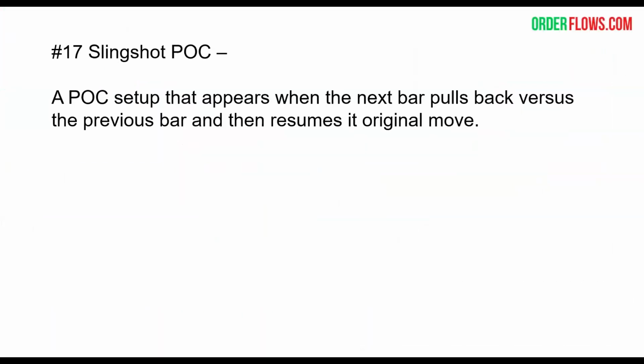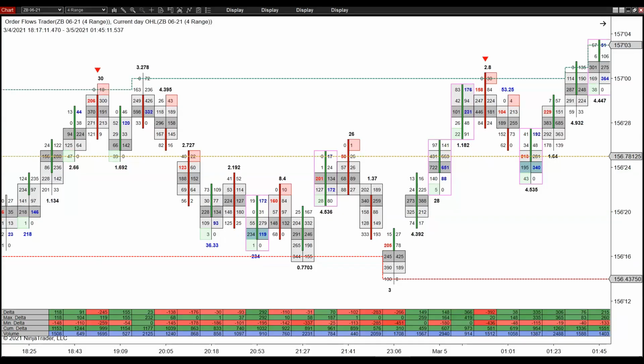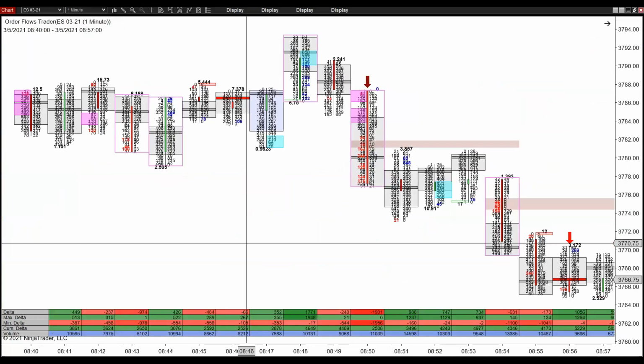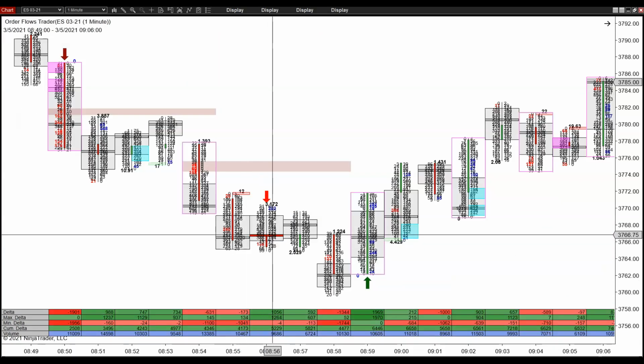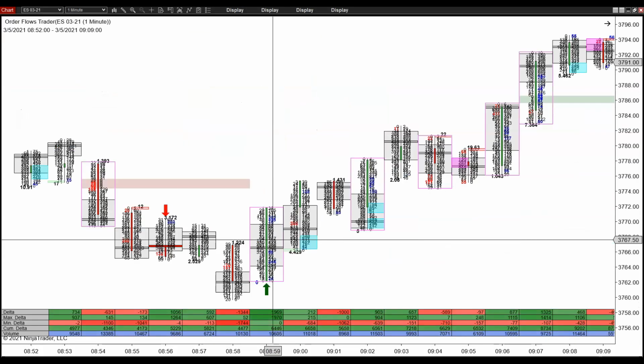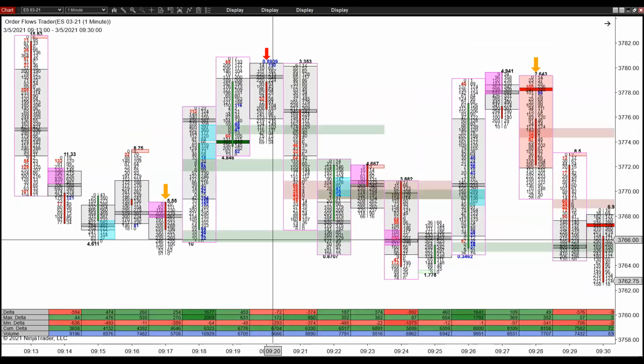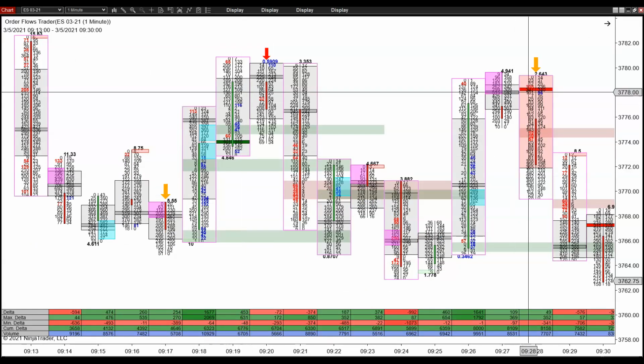Now the next point of control is the slingshot point of control. We're almost done, guys. Thanks for bearing with me. It's actually a lot of material to cover, so you can see how robust the software is. Slingshot point of control is a setup. It's a POC setup that appears when the next bar pulls back versus the previous bar, then it resumes its initial move. Now, in case you're wondering why some bars have the red POC, that's the slingshot: green is bullish, red is bearish.